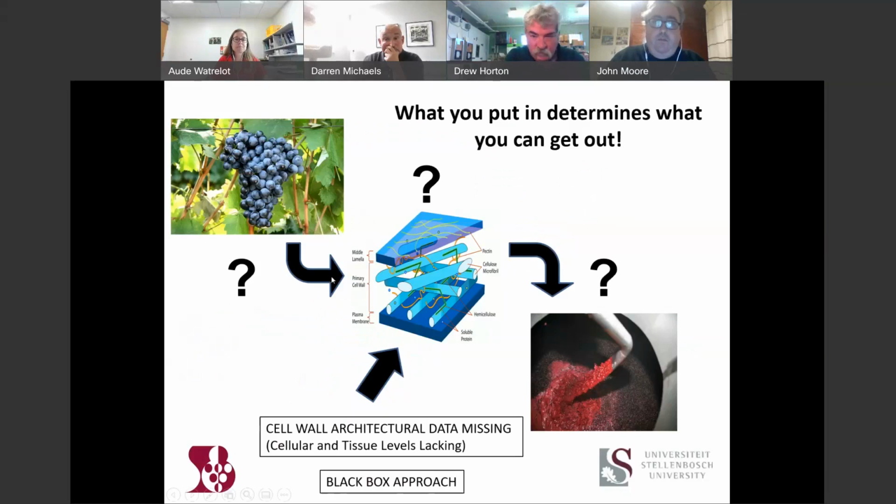So we are missing a key bit of information. If you look at the data, the research up until this point.